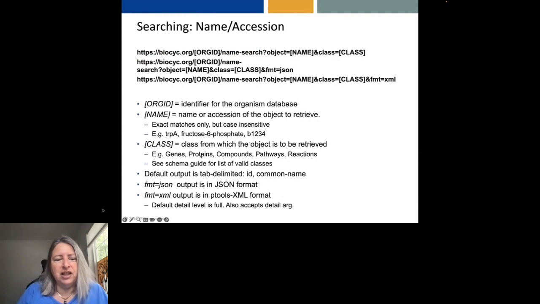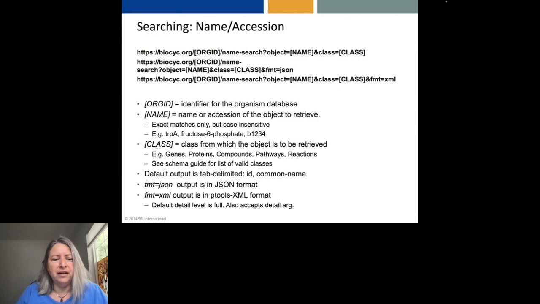The classes, for example, are genes, proteins, compounds, pathways, reactions. So all those that we looked at on the diagram of the schema, all of those object names, those are the classes. So you can search within one of those. The name, as I said, is the name or accession of the object to retrieve. We're searching exact matches only, but we search for a variety of names. For example, for a gene, we might look at the common name, the accessions, or one of its synonyms. So here's some examples. The search is case insensitive.